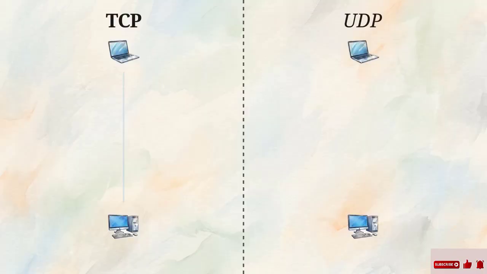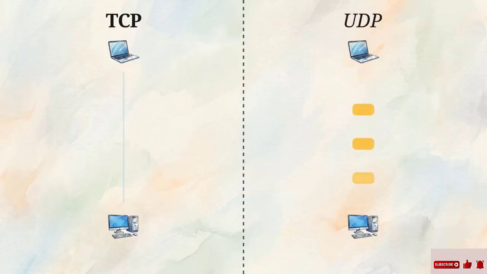The first is Transmission Control Protocol, or TCP. TCP breaks the data into individual segments, assigns a numbered sequence to each one, and demands a return acknowledgement for every single delivery. If a segment goes missing, TCP halts the process and resends it.